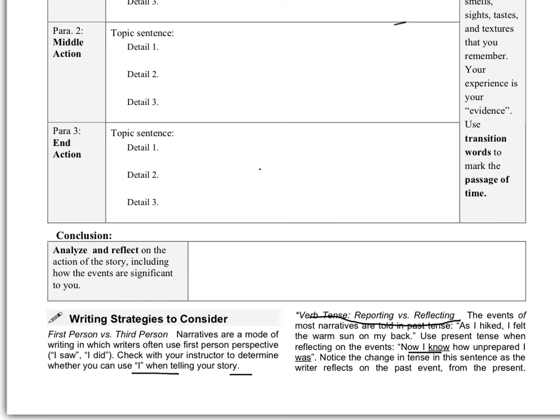At any rate, do the best you can. Come on Wednesday and be prepared to tell a partner what you're going to be writing about.